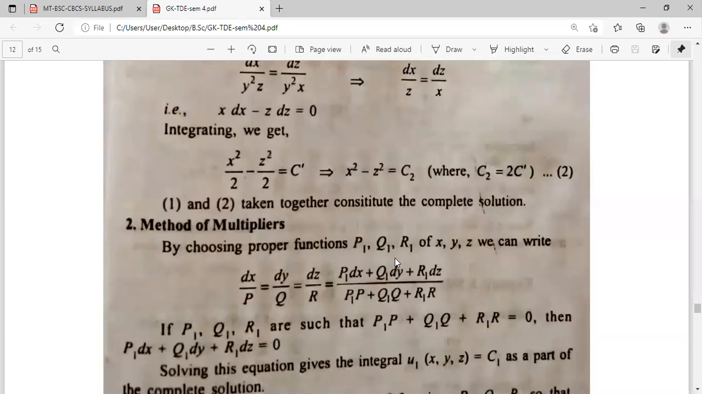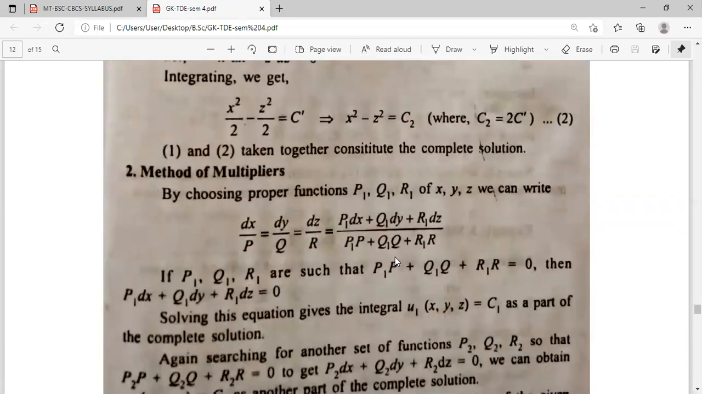Okay. Now, the second method is the method of multipliers. By choosing proper functions p1, q1, r1 of x, y, z, we can write dx by p equals dy by q equals dz by r equals p1 dx plus q1 dy plus r1 dz divided by p1 p plus q1 q plus r1 r.